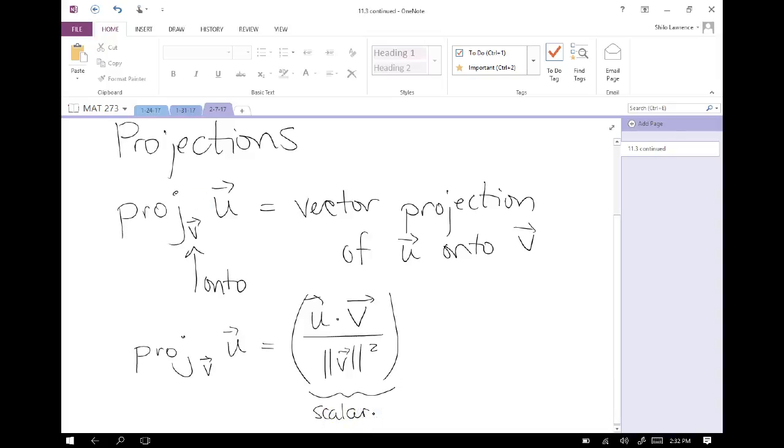And since we're wanting to project onto V, our answer is in the same direction as V. So this is the scalar that tells us how to stretch or shrink V so that we can use it to help make our U vector.